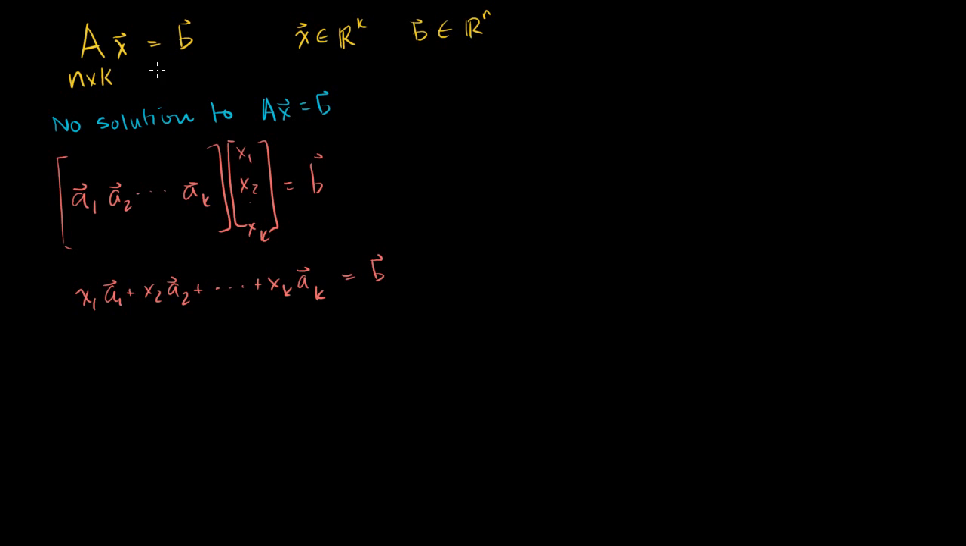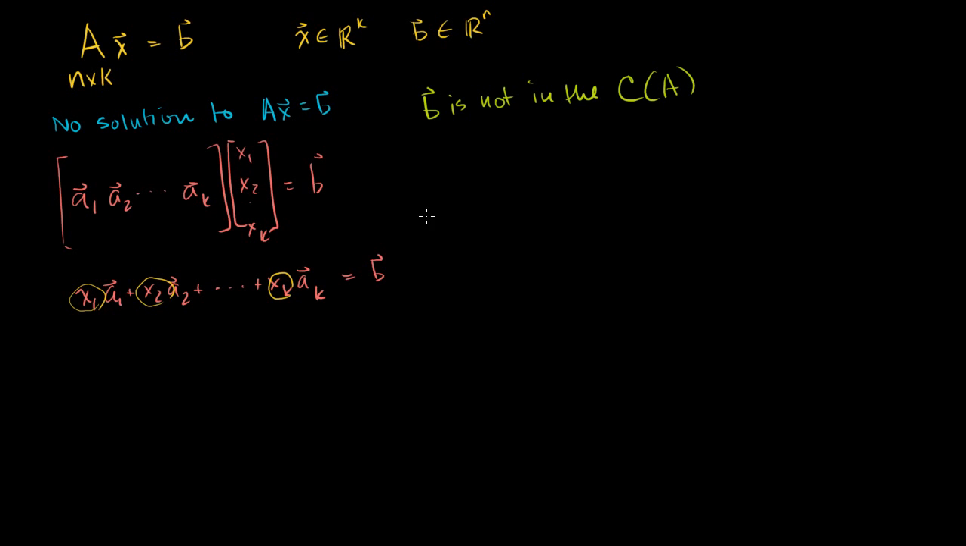Now, if this has no solution, then that means that there's no set of weights on the column vectors of A where we can get to b. Or another way to say it is no linear combination of the column vectors of A will be equal to b. Or an even further way of saying it is that b is not in the column space of A. No linear combination of these guys can equal that.